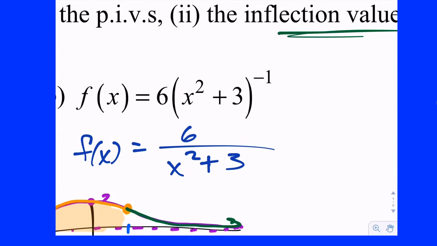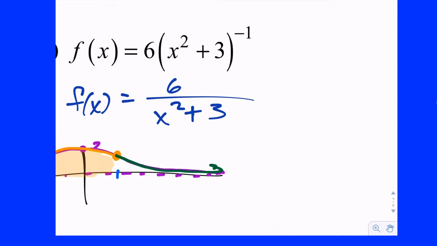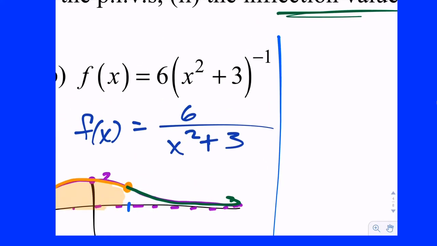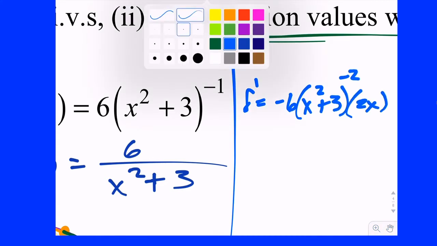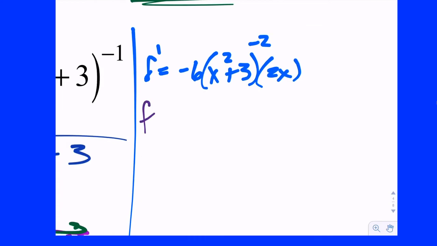Me too. One of them. I'll probably choose the first one, just because it's lightning quick chain rule. The other one's a Hody high. So here we go. f prime is going to be -6 times (x squared plus 3) to the -2nd times the chain rule, 2x. And simplifying before I proceed, cleaning that up a little bit, I get f prime equals -12x times (x squared plus 3) to the -2nd.